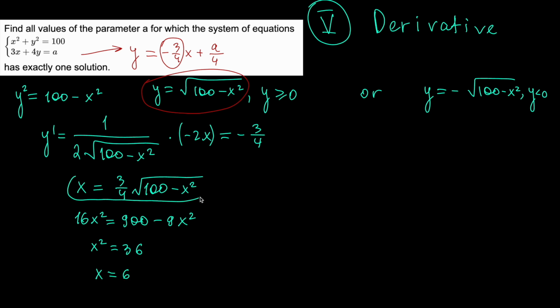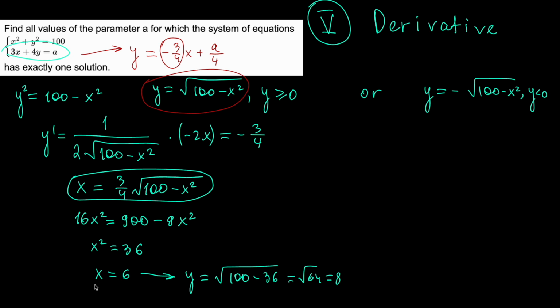Because x equals minus 6 is impossible, because it contradicts this equation. So for x equals 6, we find that y is equal to square root of 100 minus 36, which is equal to square root of 64, which is equal to 8. And now we can find the value of parameter a, just plugging these values into this equation. So we're going to have a equals 3x, 3 times 6, plus 4y, 4 times 8, which is equal to 18 plus 32 is equal to 50, which is not surprising. So that's the first value of parameter a.